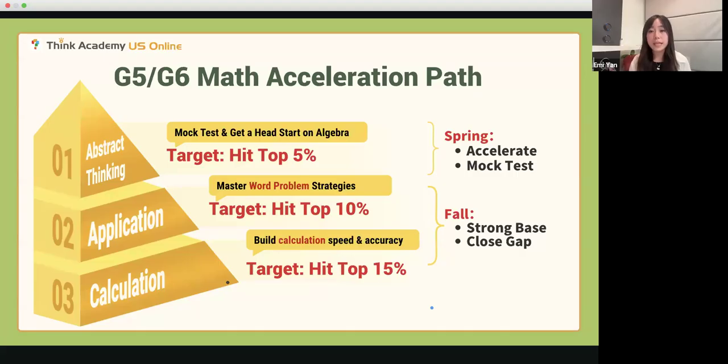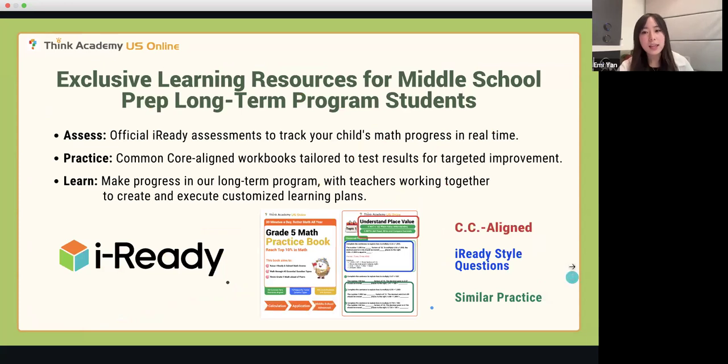So taking the mock tests, getting all the gaps down, getting all the questions down, then learning ahead, learning about algebra to accelerate. All right, so those are the acceleration tests and what we offer exclusively for our long-term program students.